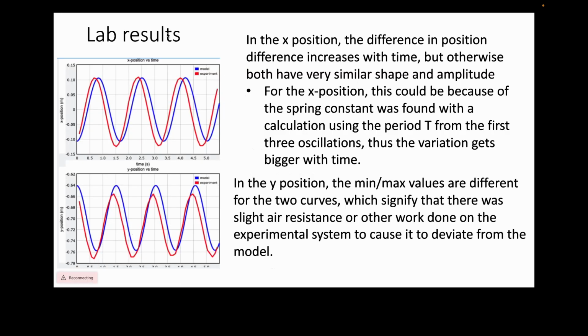So the lab results. In the x position graph, we can see that there's a difference in position, and that increases with time. The difference in the positions for the model and experiment increased with time, and this is because the spring constant was found using the period T for the first 3 oscillations of the experimental values. Thus, the variation gets bigger with time. And in the y position, the min and max values are different for the 2 curves, which could signify that there was slight air resistance or other work done in the experiment to cause it to deviate from the coded model.